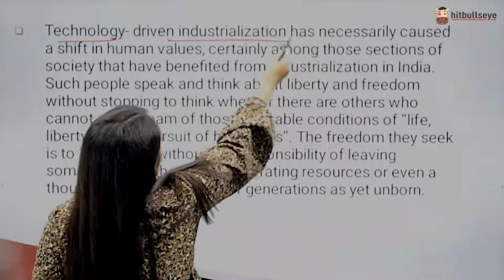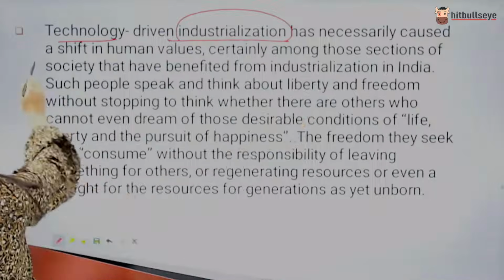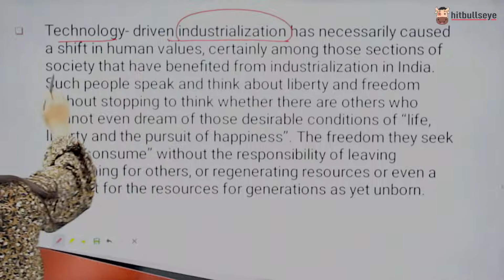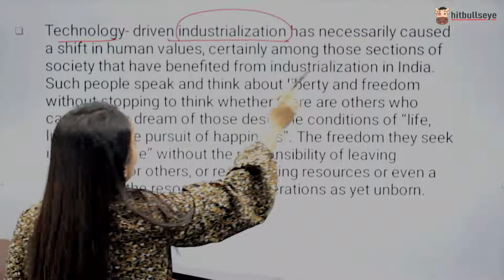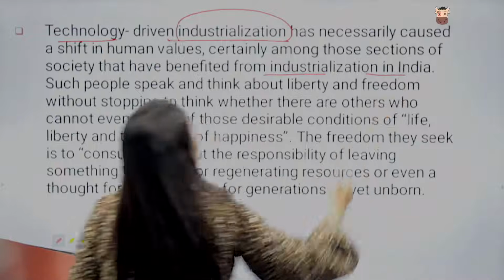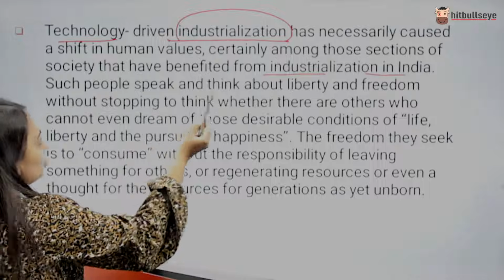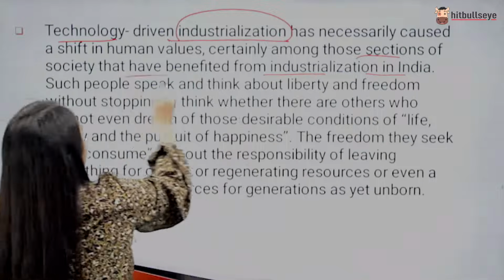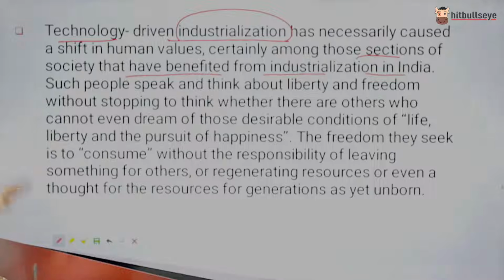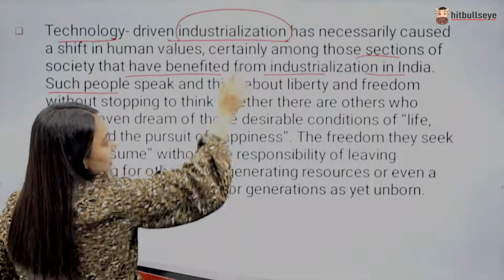Technology driven industrialization. So they are talking about how industrialization has necessarily caused a shift in human values, certainly among those sections of society that have benefited from industrialization in India. So if I translate it in Hindi for you, the passage is saying that technology driven industrialization has mostly benefited some sections of our society, right? So such people speak and think. Which kind of people? Those who have benefited from industrialization.